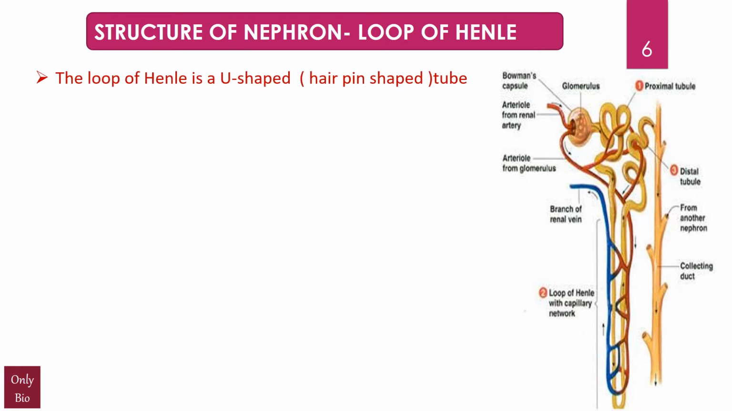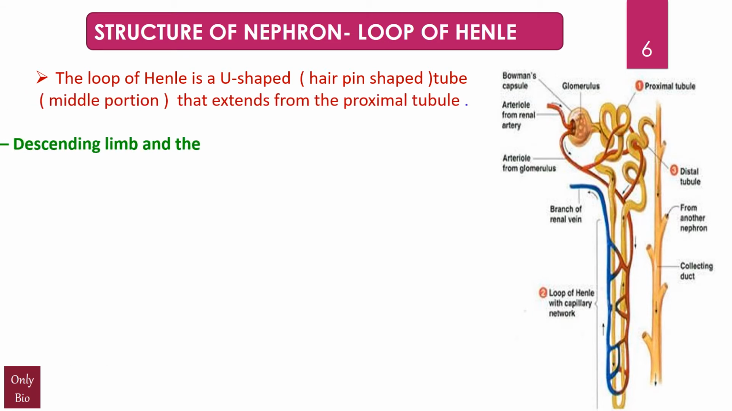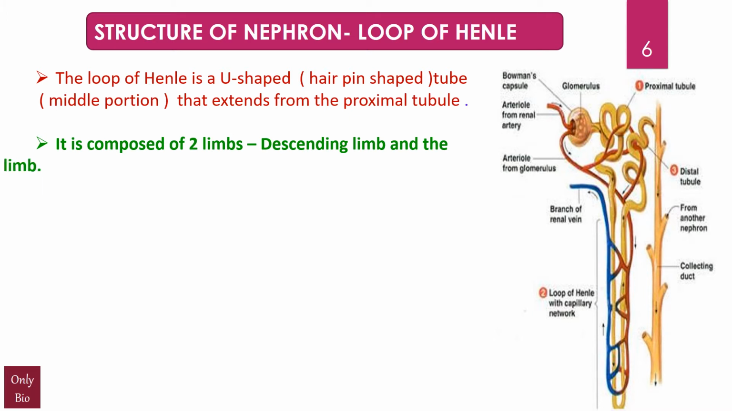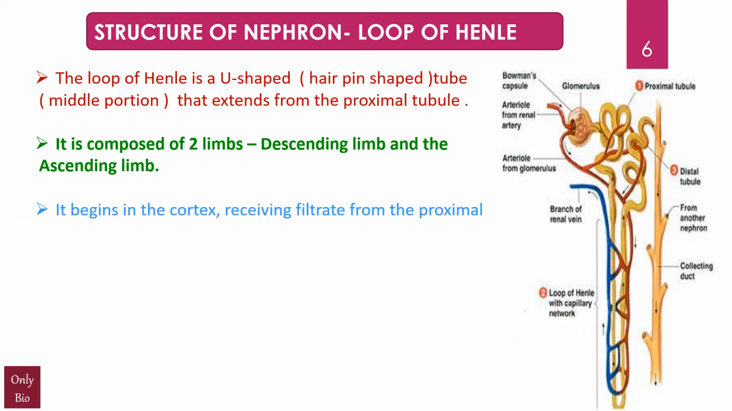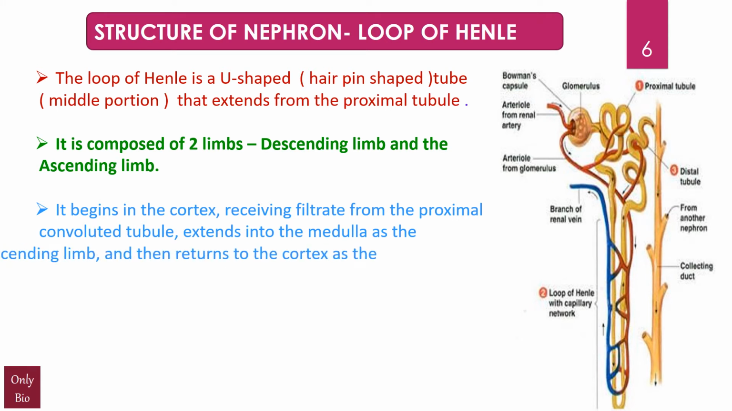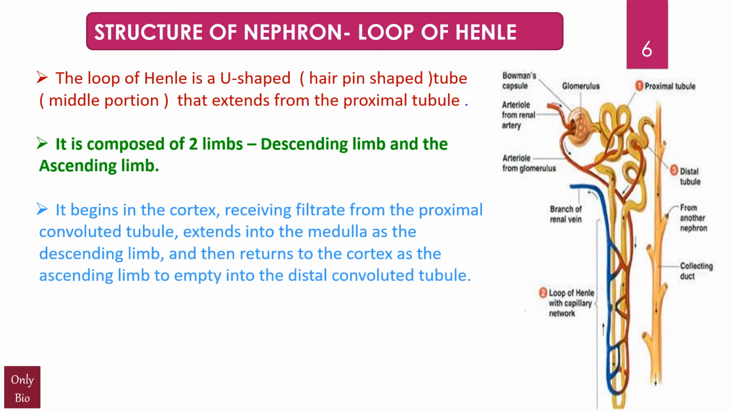Let's understand. The loop of Henle is a U-shaped or a hairpin-shaped tube, that is the middle portion that extends from the proximal tubule. It is composed of two limbs or parts, that is descending limb and the ascending limb. It begins in the cortex, receiving filtrate from the proximal convoluted tubule, then extends into the medulla as the descending limb, and then returns to the cortex as the ascending limb to empty into the distal convoluted tubule.